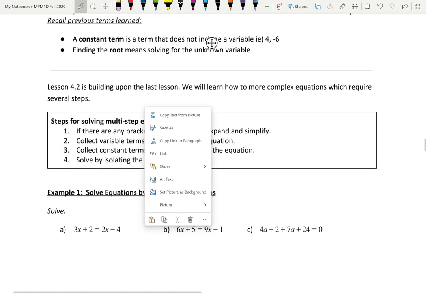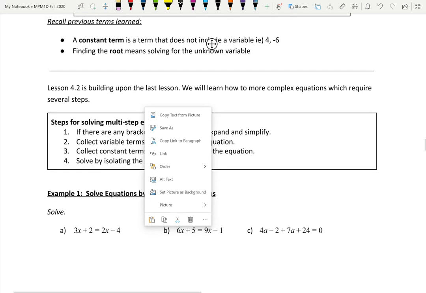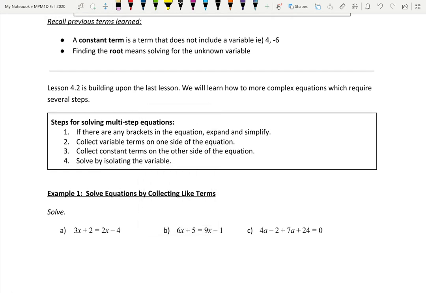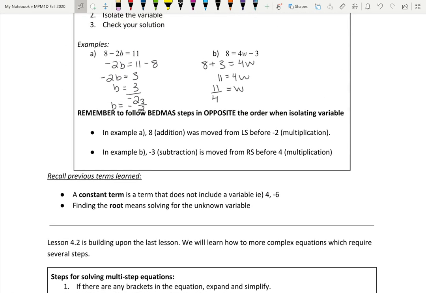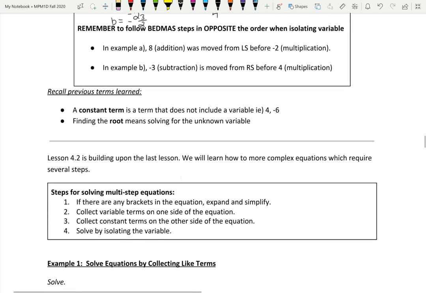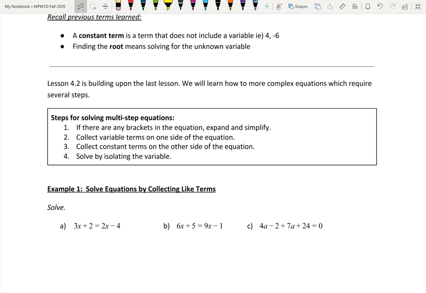Okay, and just recalling previous terms that we've learned in the first unit or in yesterday's lesson. A constant term is a term that does not include a variable. So 4, negative 6, those are constants. If we go back up here, a constant would be 8. It doesn't have a variable attached to it. Or 11. And when the question asks us to find the root, that means that it's just another way of saying solve for the unknown variable.